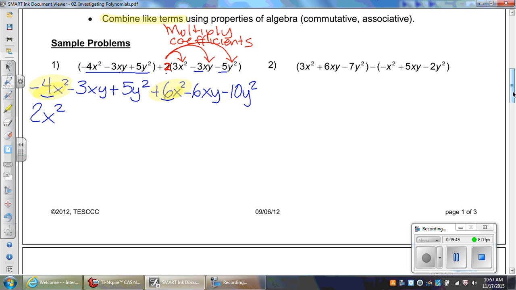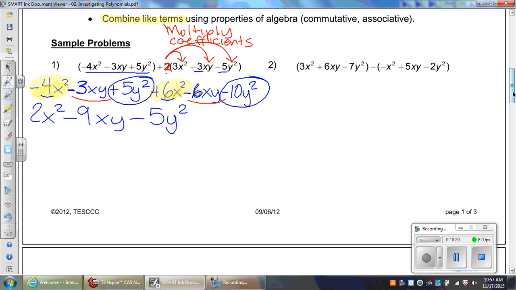I said y squared. So tell me, what do you get for the xy term? Negative 9xy. Negative 9xy. Very good. So negative 3 minus 6, we get negative 9. Next person will be Tanya. So now I want you to tell me what you get from combining the 5y squared with the negative 10y squared. Negative 5y squared. Very good. So we only combine the coefficients, right? And we keep the same variable.